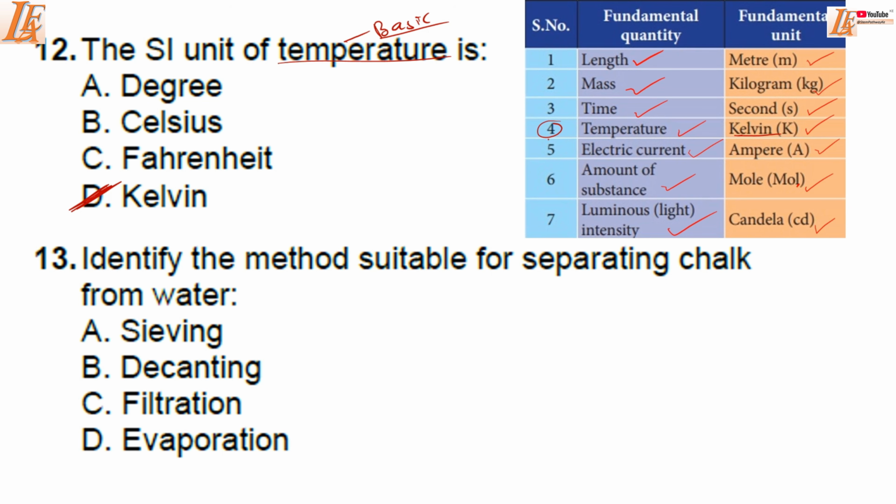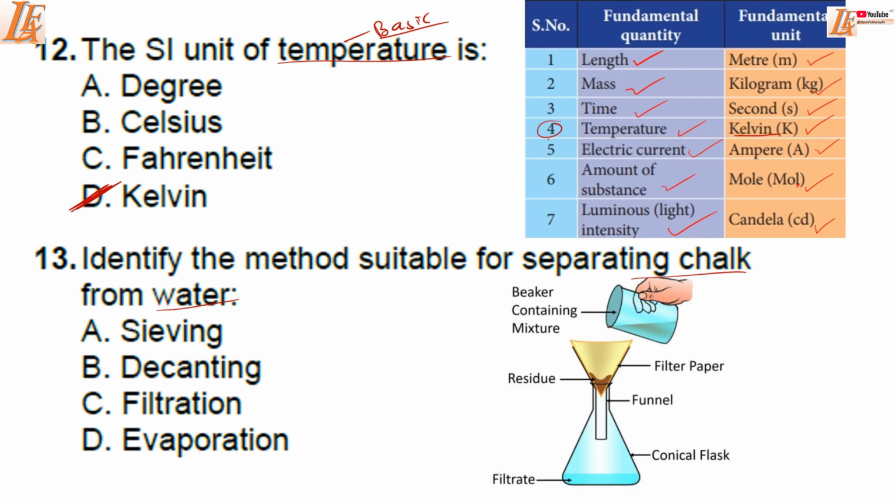Question 13. Identify a method suitable for separating chalk from water. When you have a mixture of chalk and water, chalk is a solid which cannot dissolve in a solvent, which is water in this case. Therefore, in this case, for you to separate, you must use a method which you can see here on the screen. And this method is called filtration.